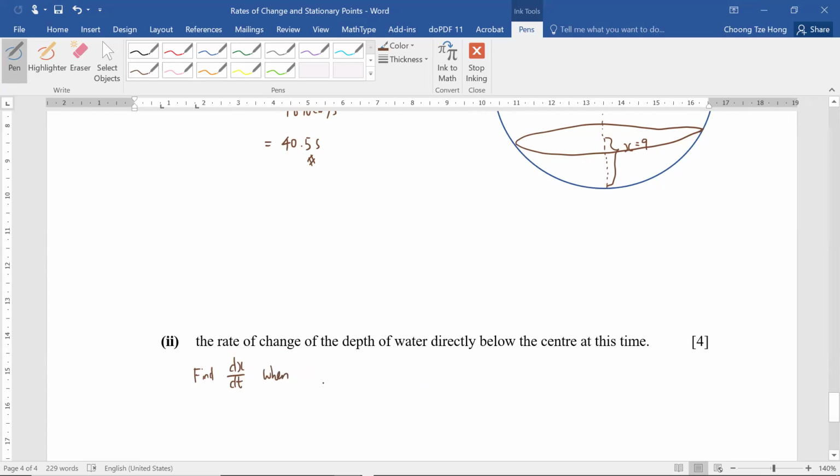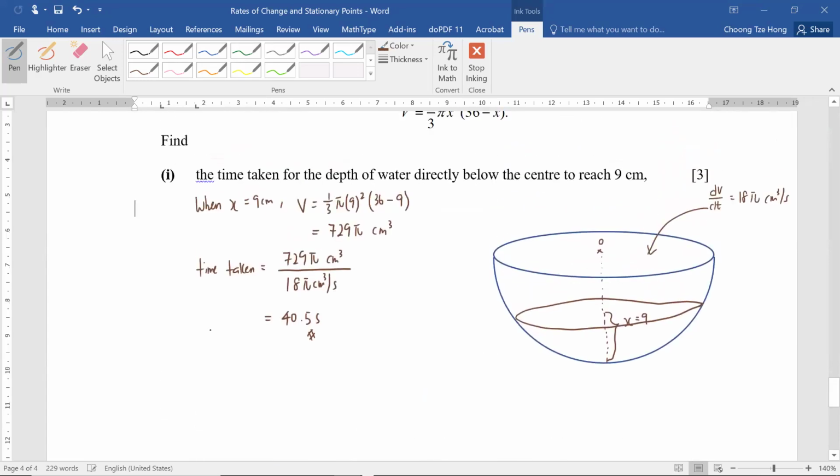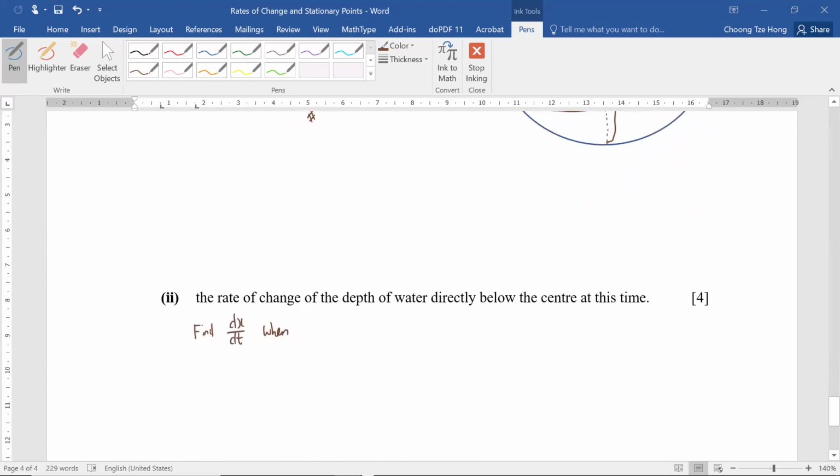The next thing you will need to do is write down all the things that are given to you. Don't forget that we have been given dV/dt, which is 18 pi cm cubed per second, and at this time, x is equal to 9 cm. So this is the info given to us, and this is what we want to find. The next thing to do is always to write down the connected equation.